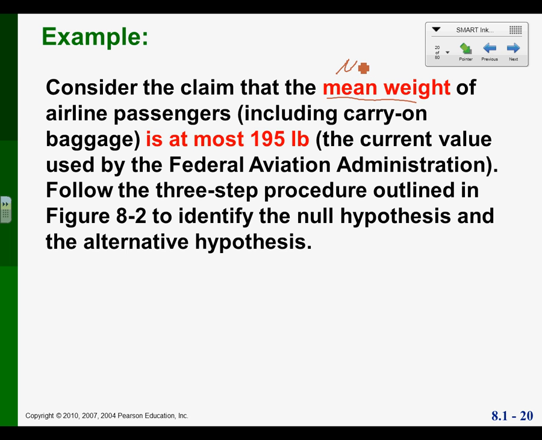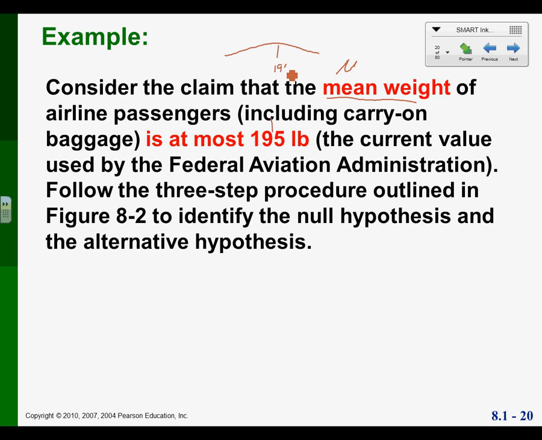Yep. That means the population mean is at most 195 pounds. What does that mean? Give me an example of a carry-on baggage at most 195. Give me a number where it works. Give me an example of a carry-on baggage that is at most 195 pounds. This is including the passenger. I just want to see if you can understand what's being asked.